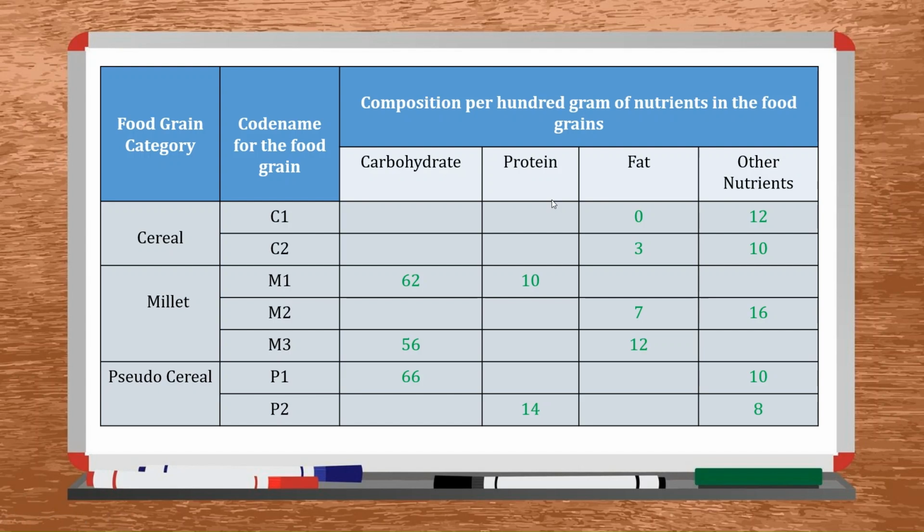In column 1, we can see the food grain categories: cereal, millet, and pseudo cereals. In column 2, we can see different code names for the food grains. So we have two types of cereals, C1 and C2, three types of millets, M1, M2, and M3, and two types of pseudo cereals, P1 and P2. We also have the composition of the food grains per 100 grams. For example, in C1, we have 0 fats and 12 grams of other nutrients, and the carbohydrate and protein values are missing. Similarly, we have the other values as well.